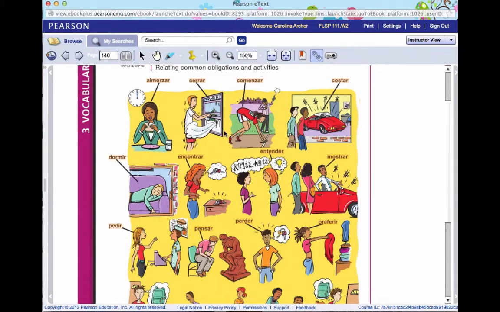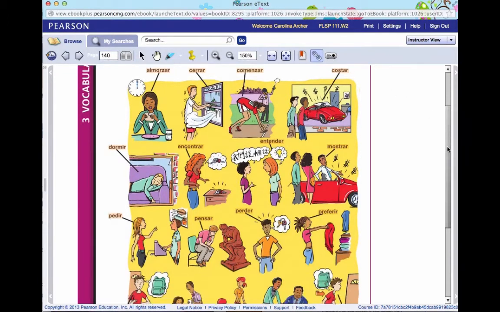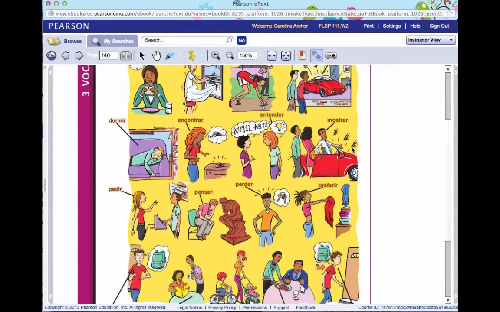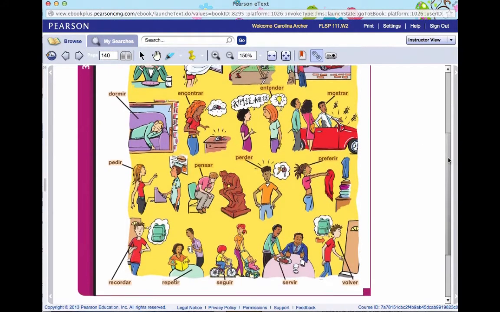Cerrar means to close. Comenzar, to start. And all of these verbs and words, the vocabulary, they are all at the end of the chapter, all put together in categories if you want to refer to the meaning there. Okay. Costar means to cost. Mostrar, to show. Entender, to understand. Encontrar, to find. Dormir, to sleep.